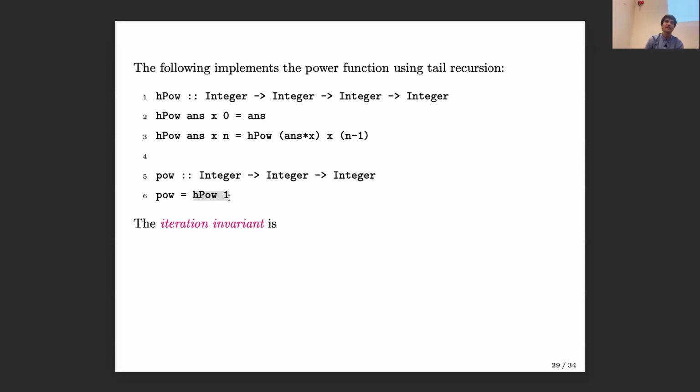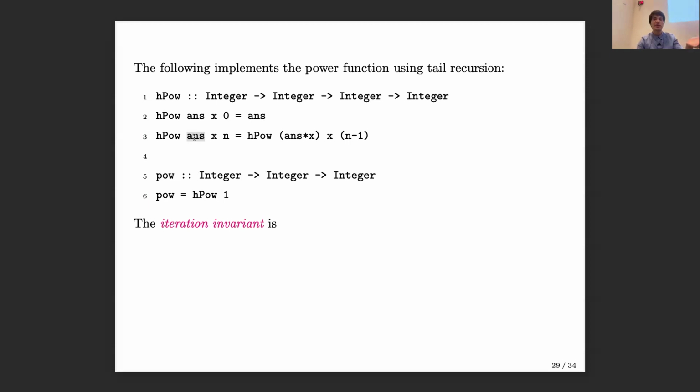What's the iteration invariant here? How can I combine these so that it gives me the answer immediately, instead of forcing the tail recursion to go all the way to the end? How can I combine answer, x and n so that it immediately gives me the answer? Well, I'm accumulating the answer onto answer, right? So answer partially is storing the answer. What's missing?